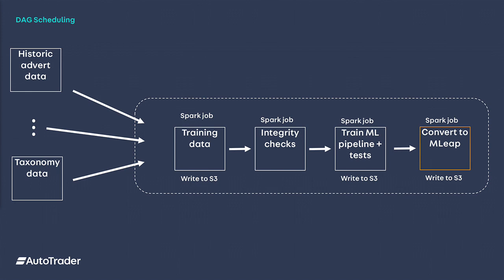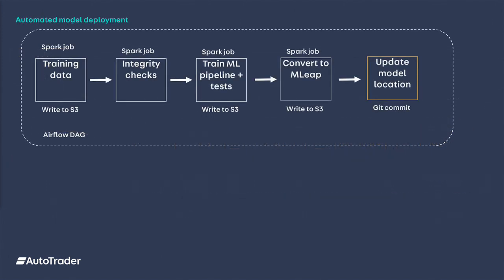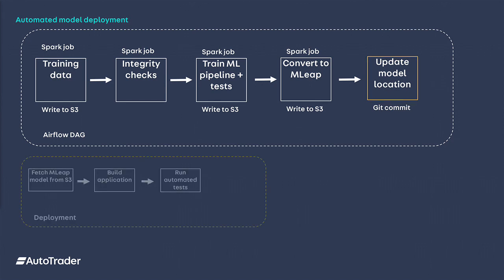We then had to think about deployment. So to trigger a deployment, we added yet another task to that DAG, and that's to make a Git commit to the repository that holds the service. And that Git commit just triggers a redeployment. So we say the model has moved. This is where on S3 it lives, and then that redeploys the service. And deploying the service is really no different to any other service now.